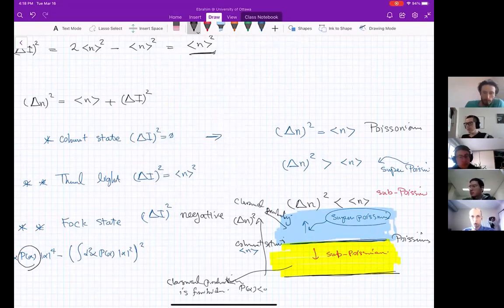Good. What about the coherent state? It's just at the border, right? The border between the quantum mechanical probability distribution and the classical one is defined by the coherent state. This is one of the reasons people call the coherent state the perfect classical quantum state. Good.